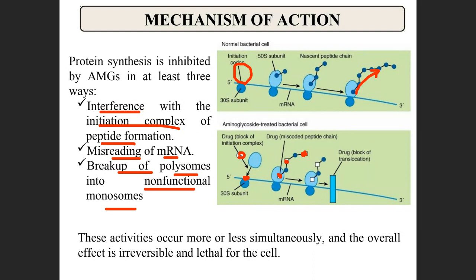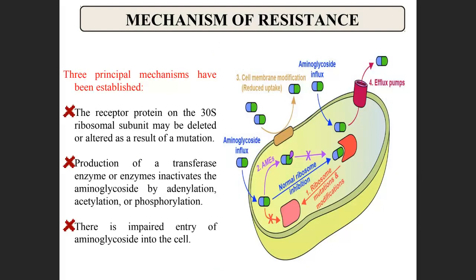So it causes an irreversible and lethal effect on the bacterial cell. Now this is the mechanism by which the drug is trying to kill the bacteria. But on the other side, the bacteria also has a protective nature. The bacteria is trying to protect itself by developing different methods to develop resistance. So what are the mechanisms by which the bacteria is trying to protect itself?